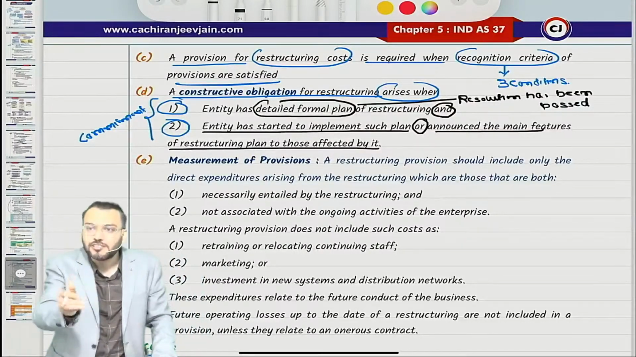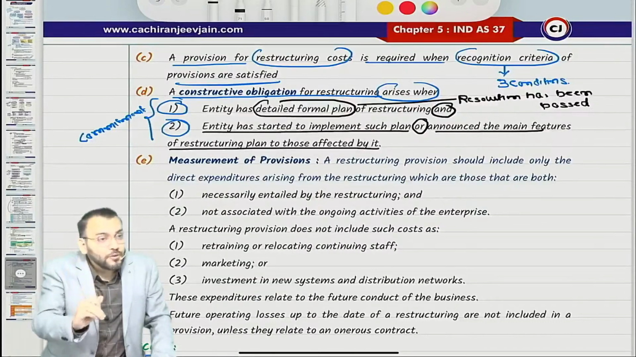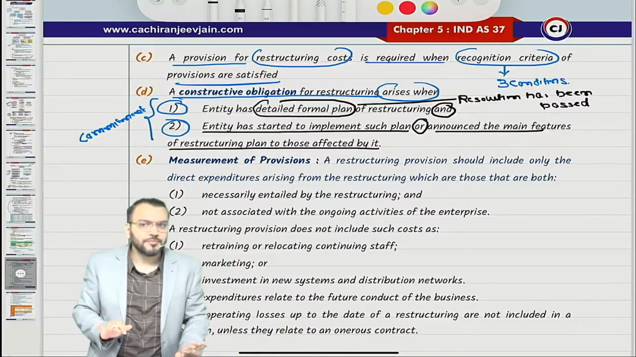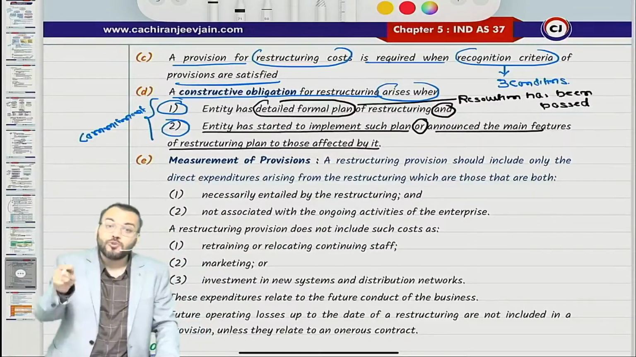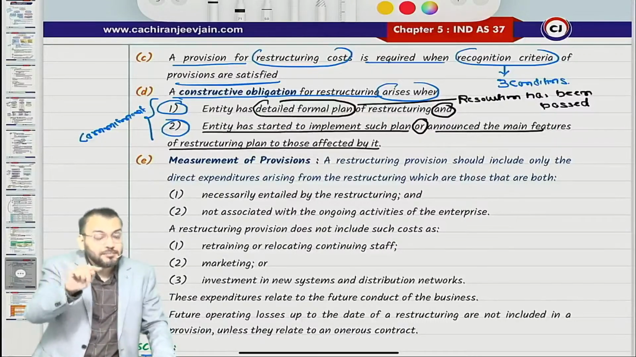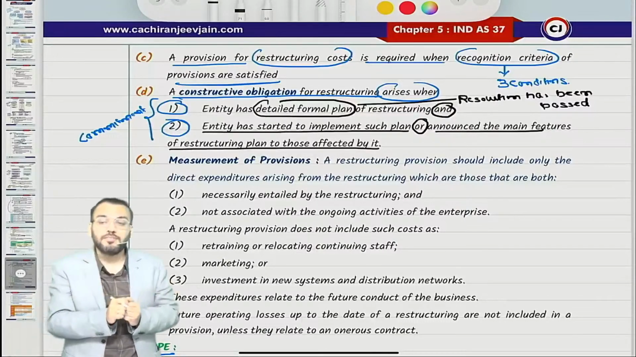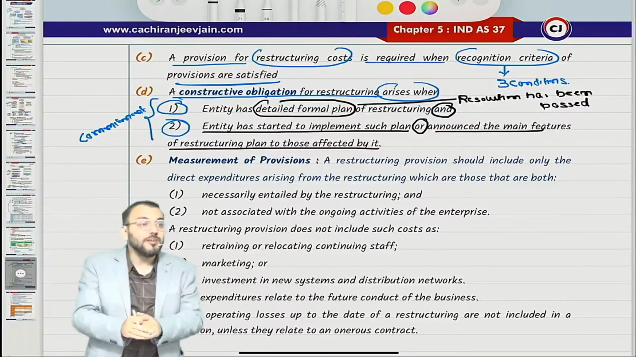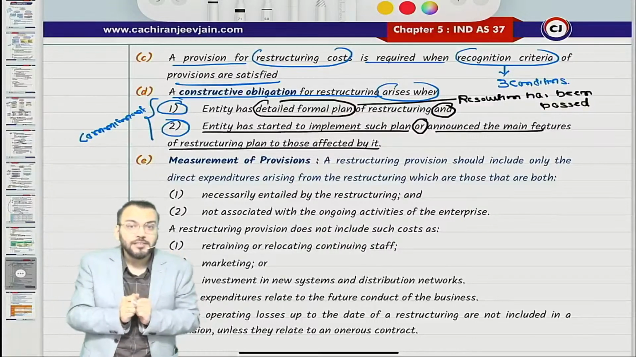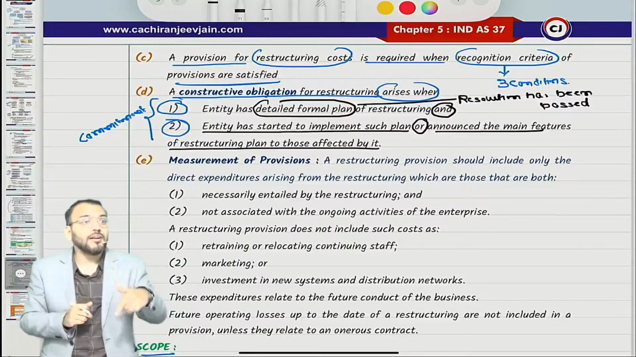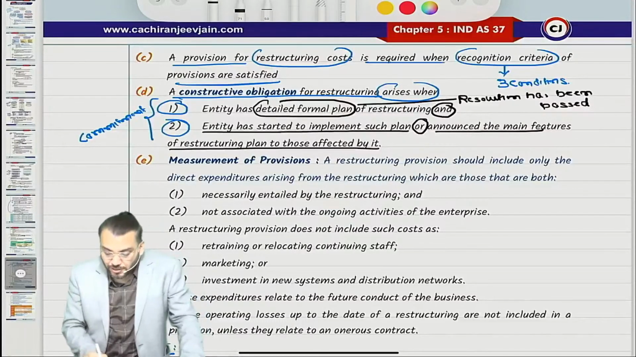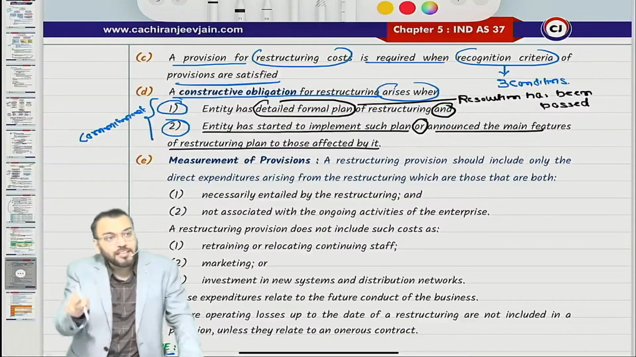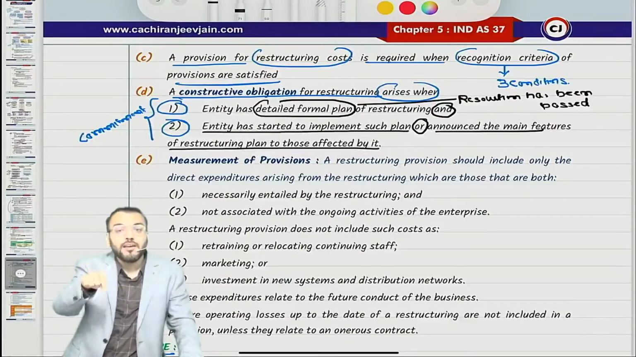If the announcement is done, it means a commitment is there. Without commitment, they will not make any single announcement. Or they made the announcement to those persons who are affected by it. It means they have made an announcement to the employees of that factory, to the creditors of that factory, and to the shareholders of the company that we are going to terminate that business. Understood? So the entity has started to implement such plan, or announced the main features of restructuring to the persons who are affected by it.